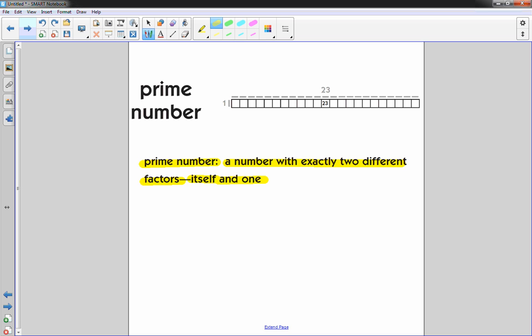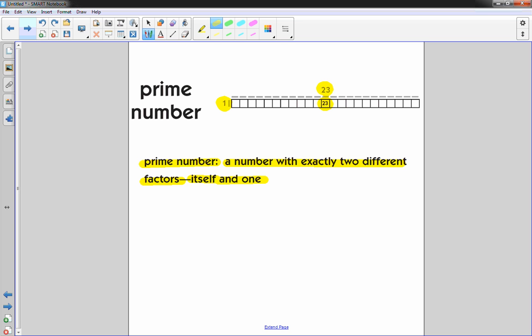In this case, I'm using the number 23, and if we use the tiles again like we've been doing in class, the only way to make a rectangle with 23 tiles is to have one really long skinny one that is 1 tile by 23 tiles. There's no other arrangement that you can make, so the factors for 23 are 1 and 23.